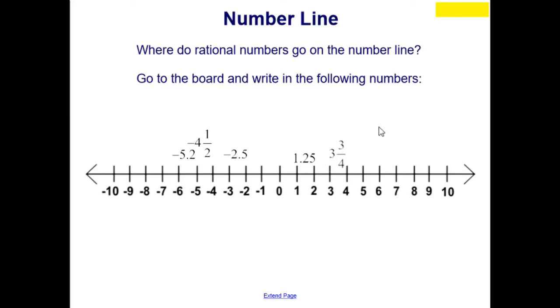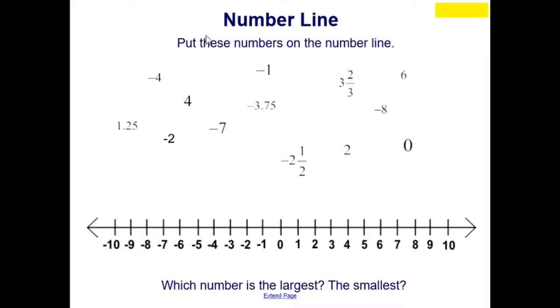in between 3 and 4. So when looking on the number line for rational numbers, the first thing is to see where, in between what two integers, the numbers belong. We can put these numbers on the number line as well.